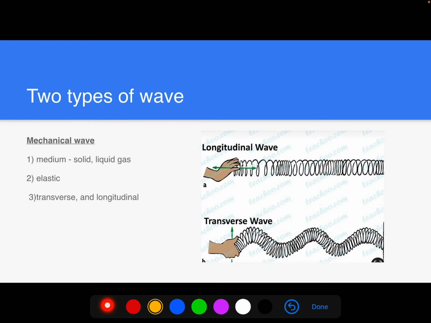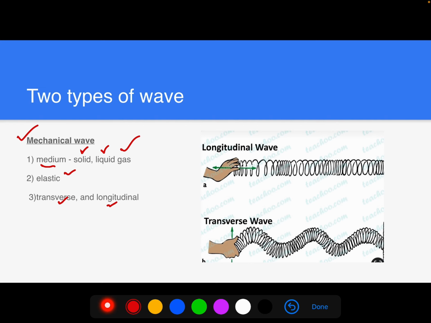Coming to the classification of waves, there are two types, that is mechanical wave and non-mechanical wave. Now we are discussing the mechanical wave. Mechanical waves transfer through mediums like solid, liquid and gas, and are elastic in nature. Elastic means they have both transverse and longitudinal properties.